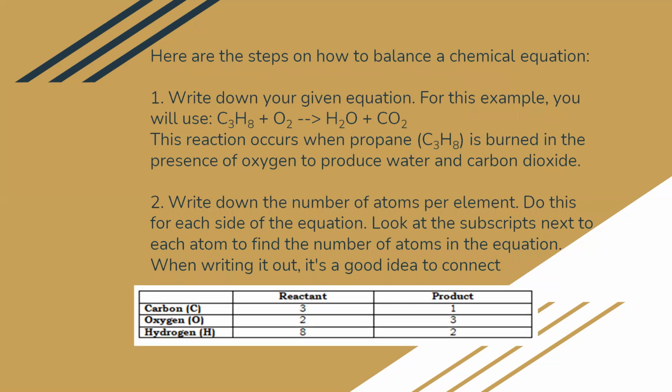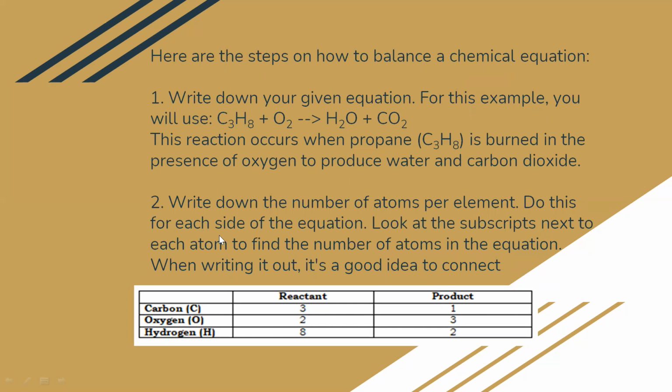1. Write down your given equation. For example, we have the given equation C3H8 plus O2, separated with an arrow, giving H2O plus carbon dioxide. Here we have our reactants, and this is our products. This reaction occurs when propane, C3H8, is burned in the presence of oxygen to produce water and carbon dioxide.